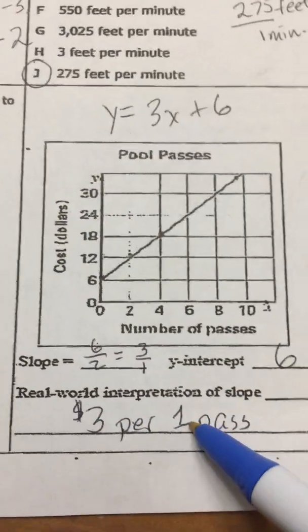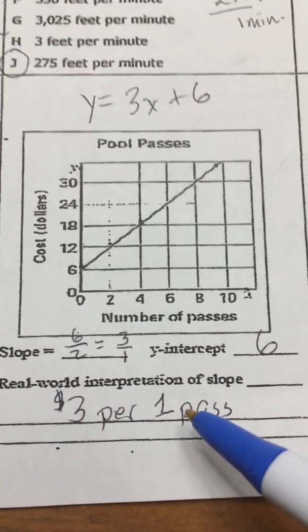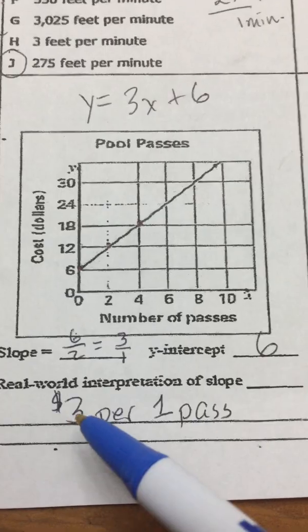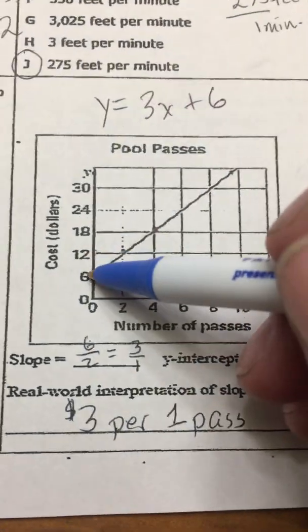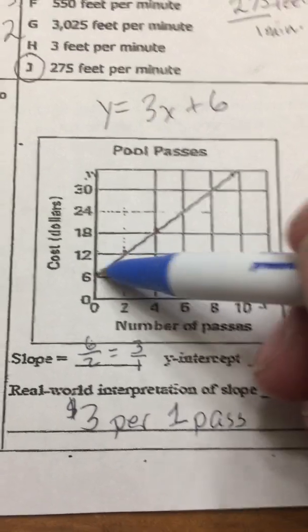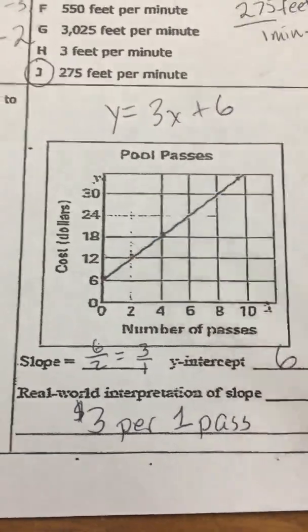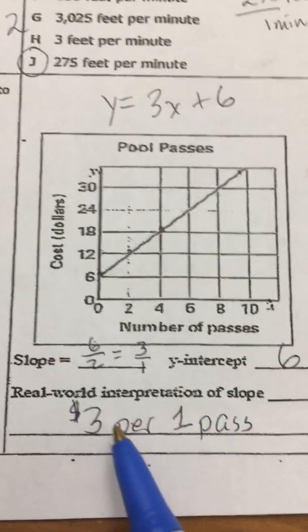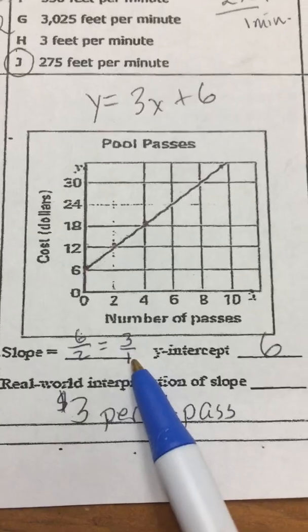I'm paying $3 for every pass. If I buy 2 passes, I'm paying $6. If I'm buying 3 passes, I'm paying $9. But it's literally $3 per pass is what your slope is telling you. It's the rate that you're paying for the passes. So $3 per, so if I go up 3 and over 1, I'm on the line. Up 3 over 1, I'm on the line. But anyway, when you interpret, you just put the units with the numbers. So 3 over 1, $3 per 1 pass.